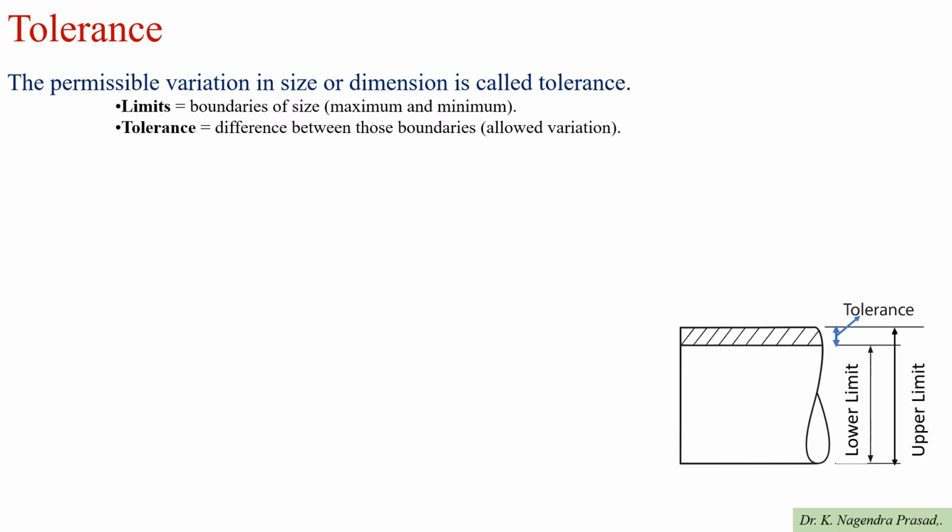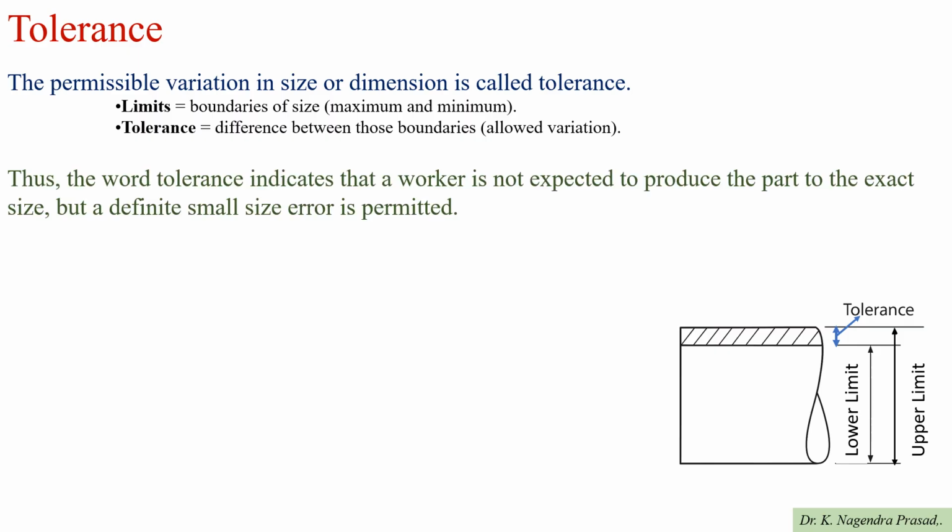Next we will discuss the tolerance. The permissible variation in size or dimension is called the tolerance. So limits are the boundaries of the size. Tolerance is the difference between these boundaries, which means tolerance is the difference between the maximum limit and minimum limit. The word tolerance indicates that a worker is not expected to produce the part to the exact size, but a definite small size error is permitted.